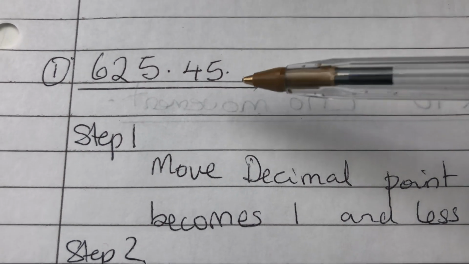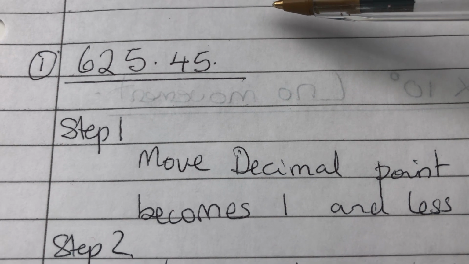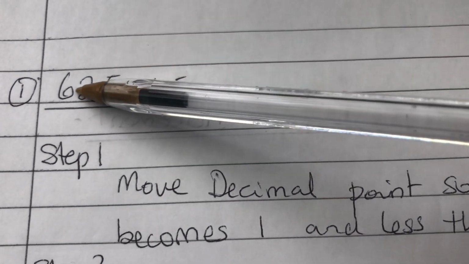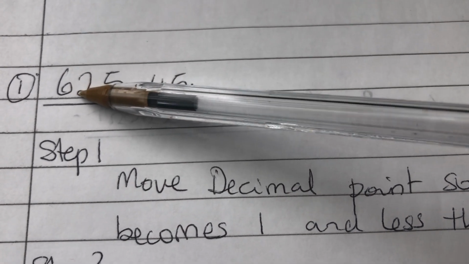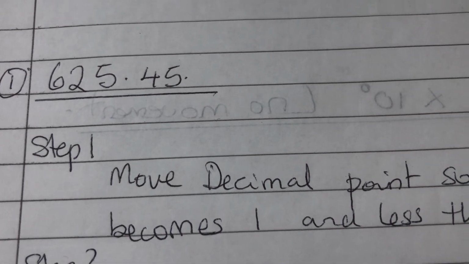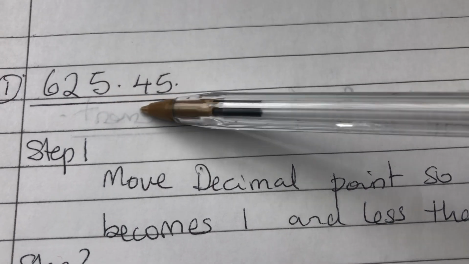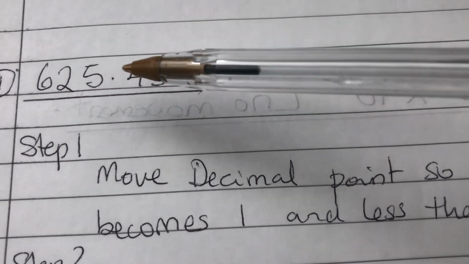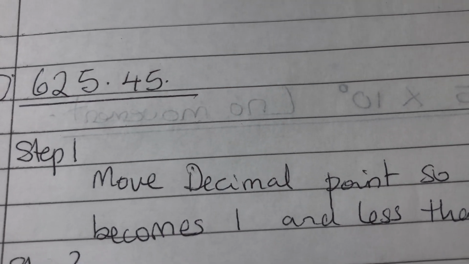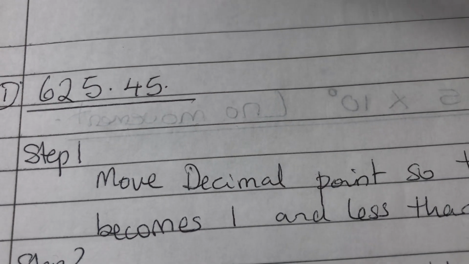Now the standard form means the decimal point should be after the first digit. So you can't have 62.546; that's not the standard form. You should have 6.2545 times 10 to the power of plus something, or 10 to the power of minus something.